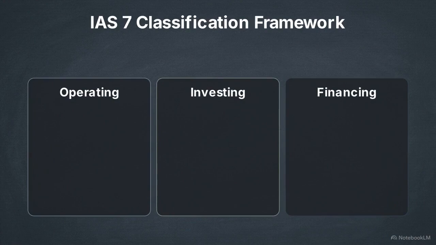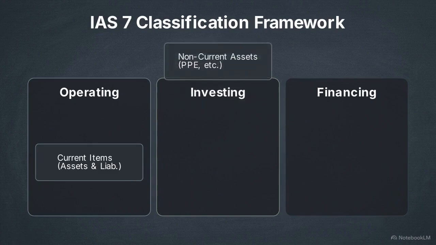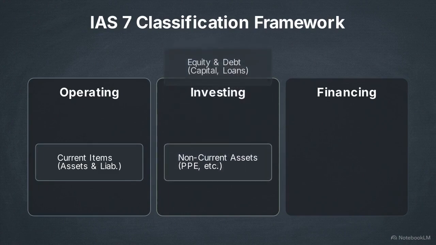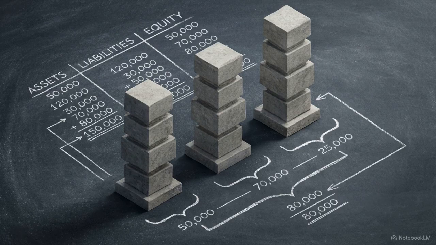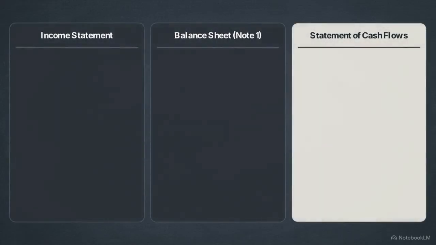IAS 7 requires categorizing every balance sheet transaction into operating, investing, or financing. Current items map to operations, non-current assets to investing, and equity and debt to financing. By standardizing cash movement into these three strict categories, we create a precise diagnostic map of a firm's overarching financial strategy. This three-pane workspace establishes our analytical environment, treating the income statement and balance sheet as raw inputs.